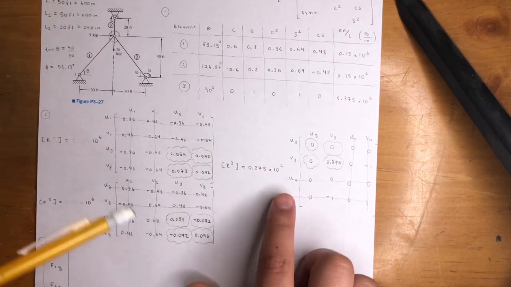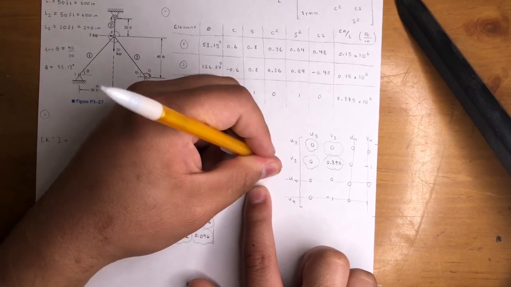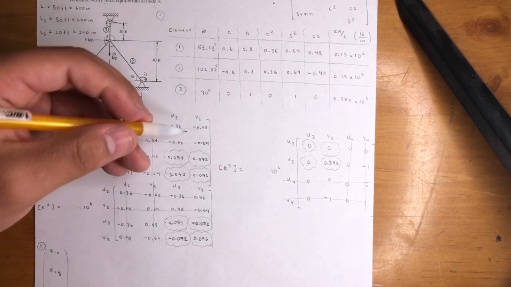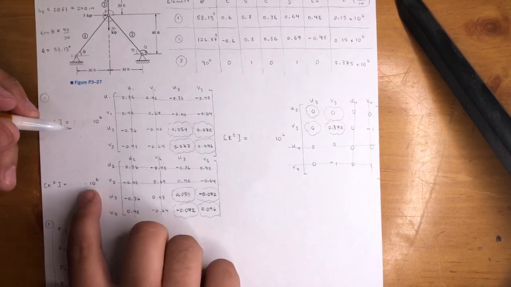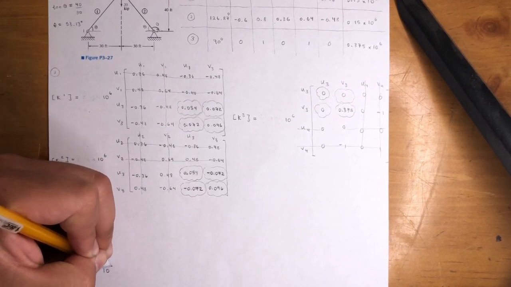Not by 0.15, okay? 0.375, just to get a nice 10 to the 6 outside the matrix. And that's it. Now we could go ahead and add these matrices. They all have the 10 to the 6 as a common factor, so let's go ahead and do that.